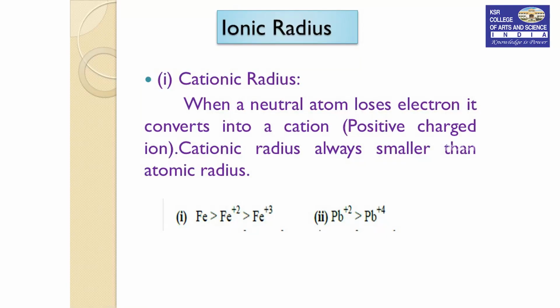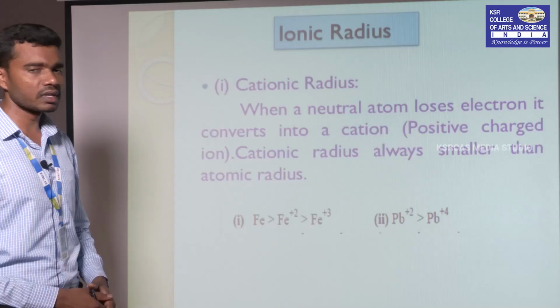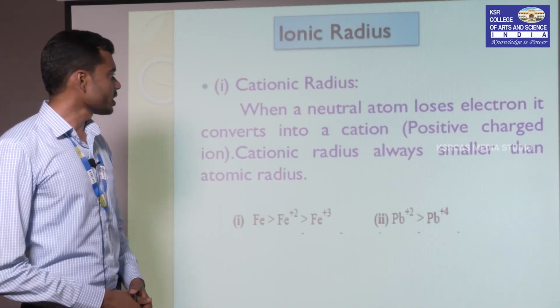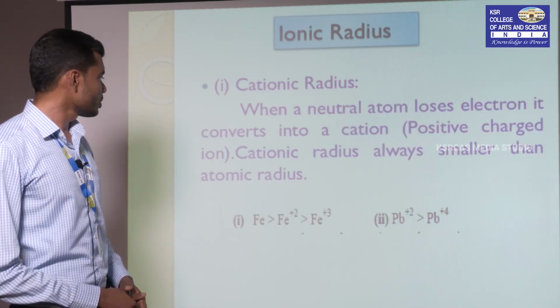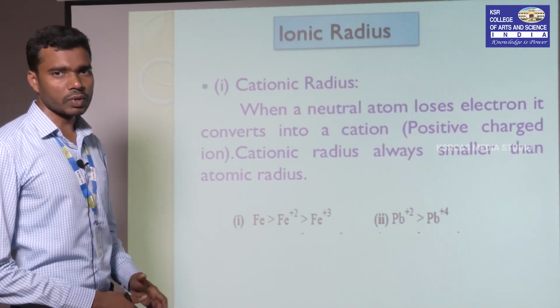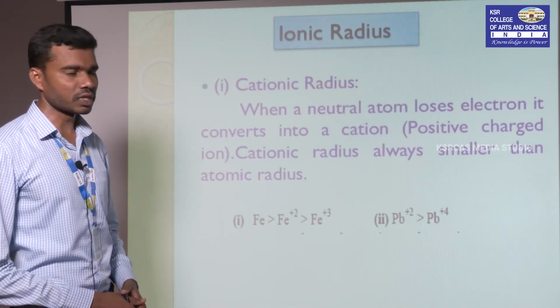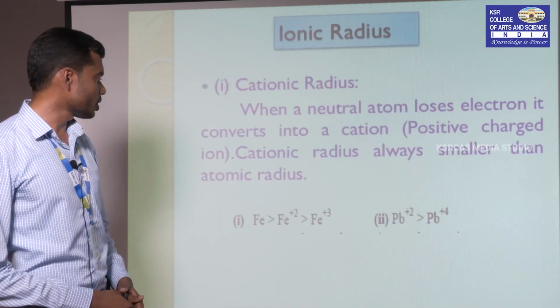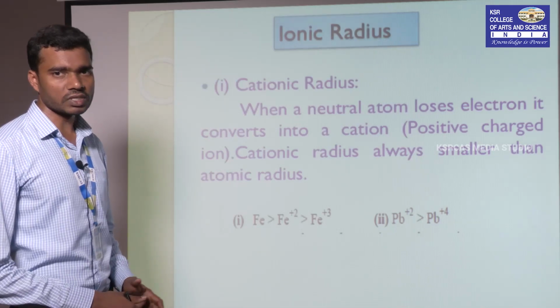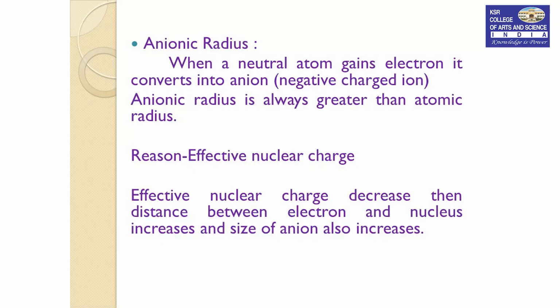Ionic radius. In ionic radius, first we discuss cationic radius. When a neutral atom loses electrons, it converts into cations. Cation means positively charged ions. So cationic radius is always smaller than atomic radius. For example, if we take lead 2 plus and lead 4 plus, the lead 2 plus radius is higher compared to lead 4 plus. If we see another example, the Fe3 plus radius is very low compared to Fe2 plus and iron. So the next one, anionic radius.